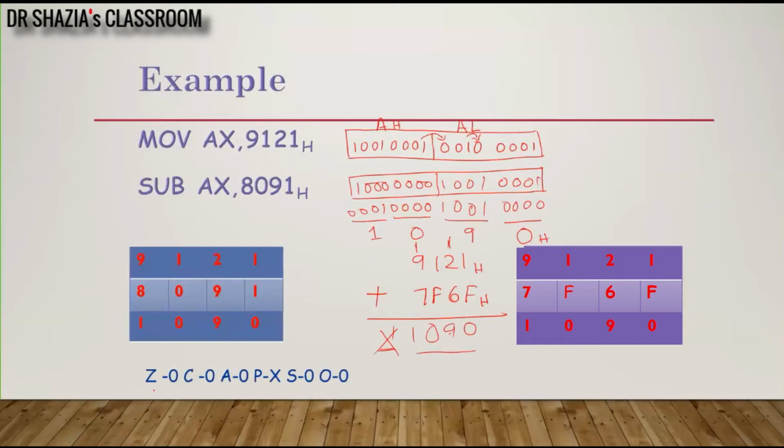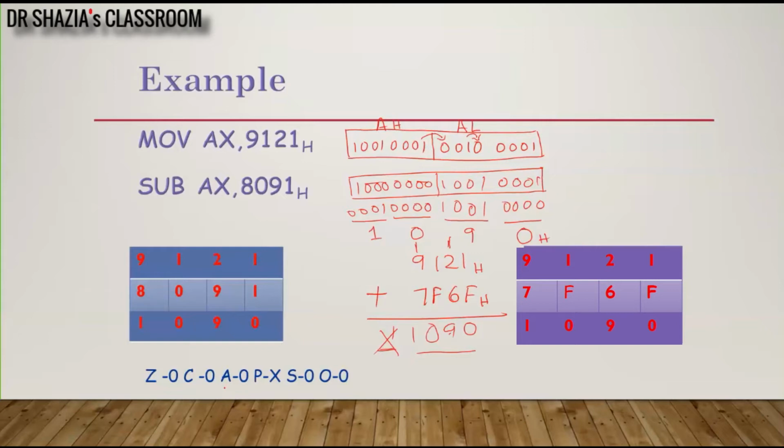As the result is not 0, the zero flag will be 0. The carry flag, as we have not taken any borrow, at the end we have not taken, while subtracting 8 from 9, we have not taken any borrow. So carry flag value will be 0.